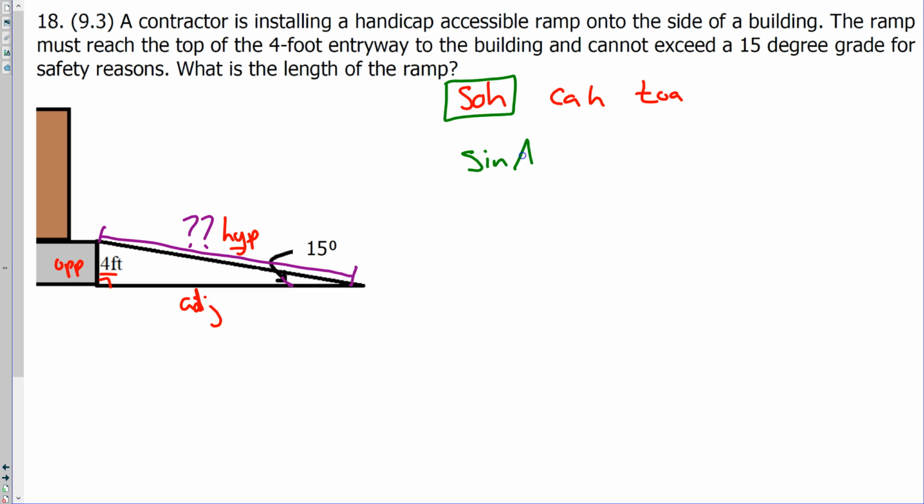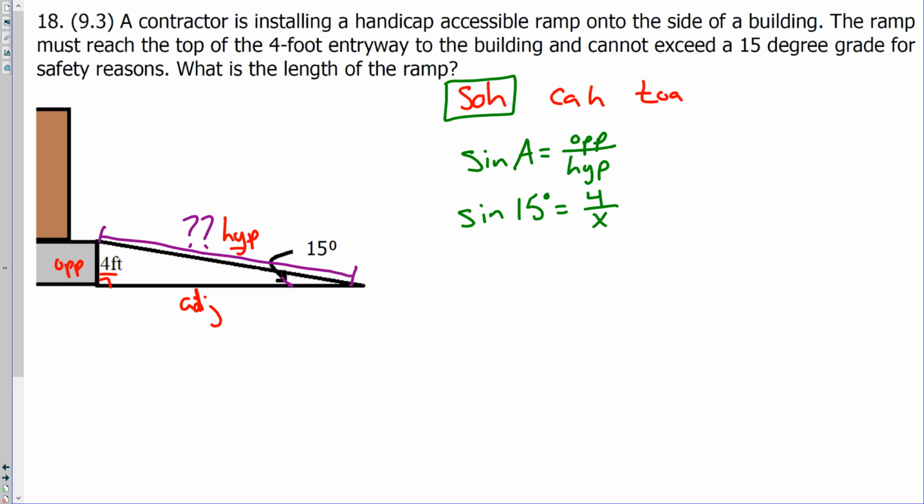So sine of your angle is equal to the opposite side of your triangle divided by the hypotenuse. And my angle was 15 degrees, so I'm going to replace the 15 degrees in there. The opposite side measurement was 4 feet. And the hypotenuse is what's unknown for us, so we can call that x or some other variable. So now that I have my equation written, we want to go ahead and solve for x.